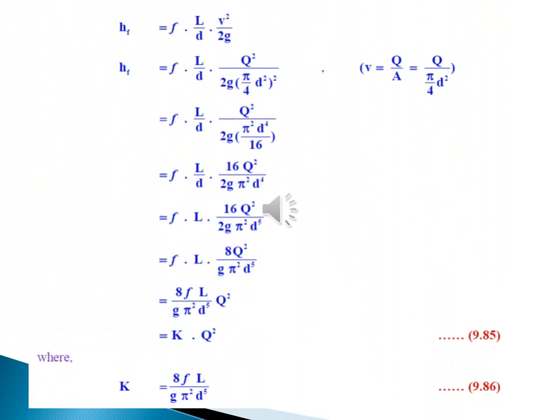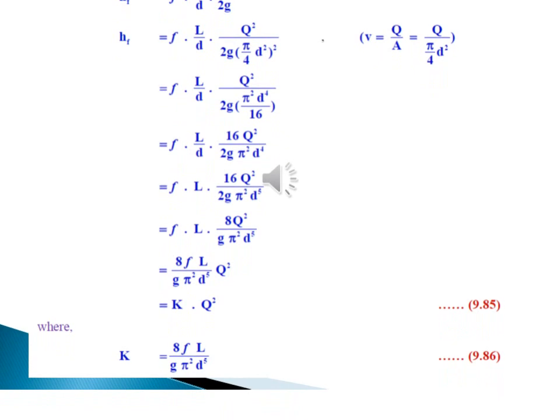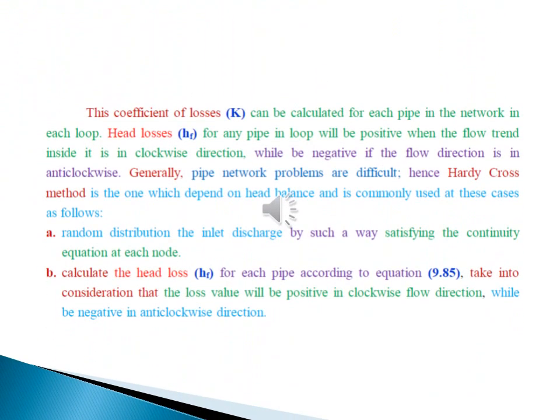Mathematical calculations of head losses in each pipe conclude that head losses equal K multiplied by Q squared. The coefficient of losses K can be calculated for each pipe in the network, in each loop. Head loss for any pipe in a loop will be positive when the flow direction inside it is clockwise, while it will be negative if the flow direction is anti-clockwise.